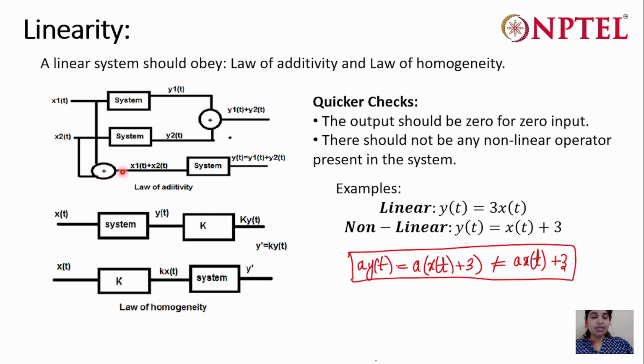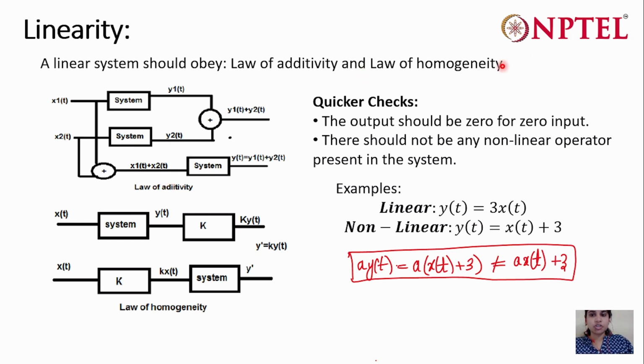Now if I give an input to the system x1 of t plus x2 of t, then my output should be y1 of t plus y2 of t. Basically, adding the outputs after the system should be the same as adding the inputs and then giving them to the system. This is the law of additivity.